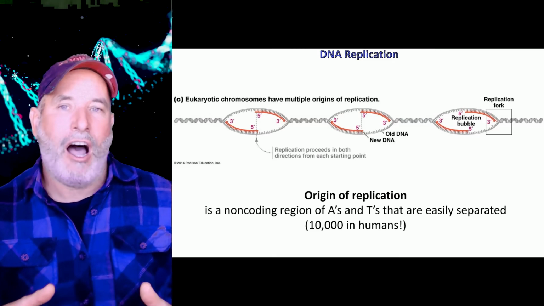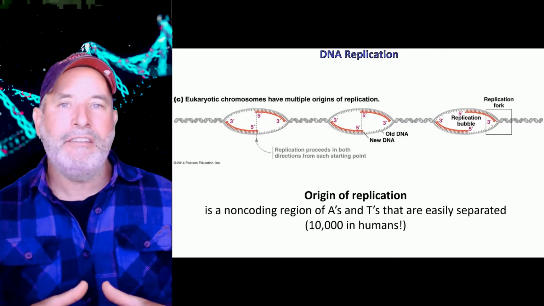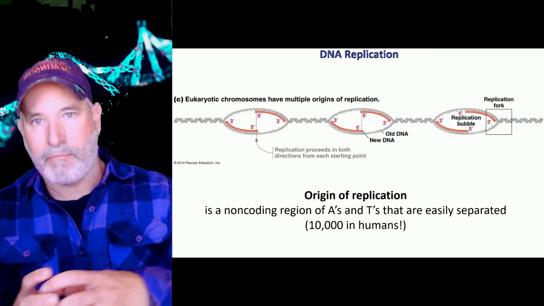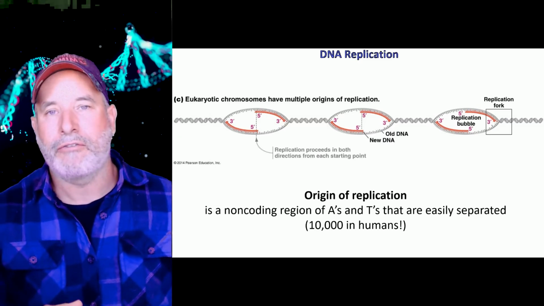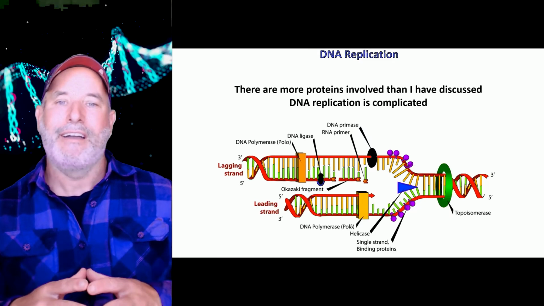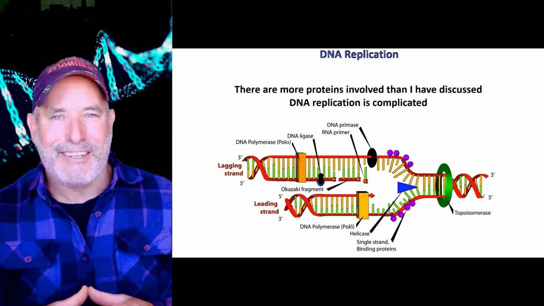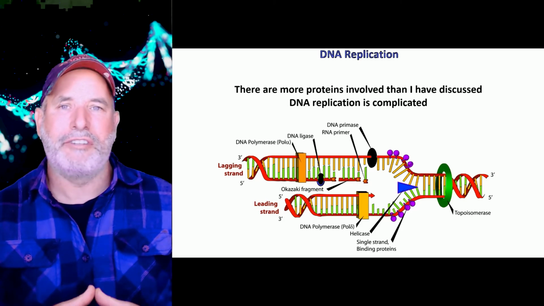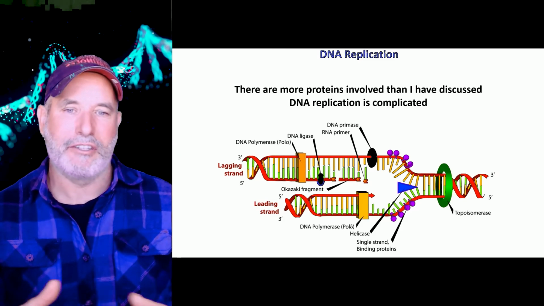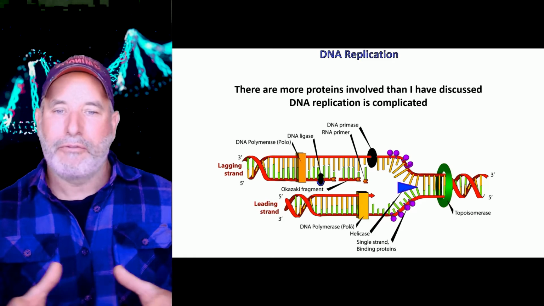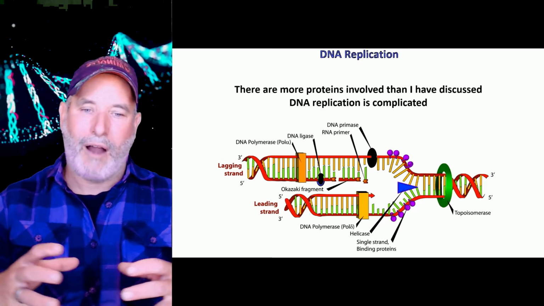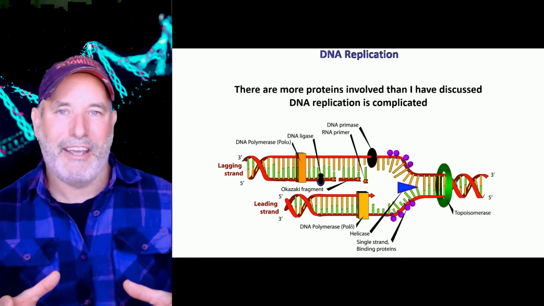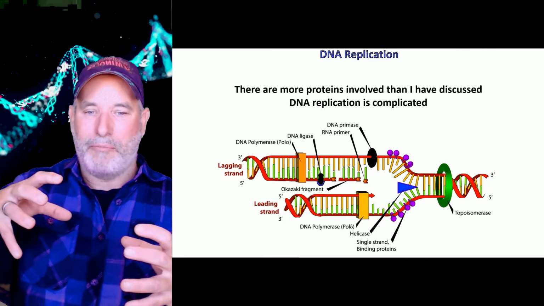Now we call this non-coding. What that means is those A's and T's are there just to allow a protein to get in there and pull it apart. They're not coding for proteins. Oh, is it getting more complicated? Of course. There are lots of proteins involved with DNA replication. It's complicated. So first of all, how do you start to unravel your DNA? Well, you have something called a helicase. That starts to help pull it apart.